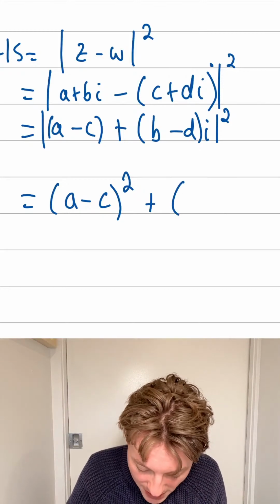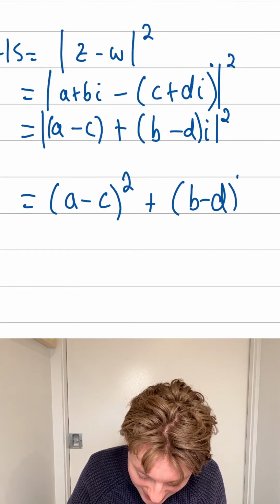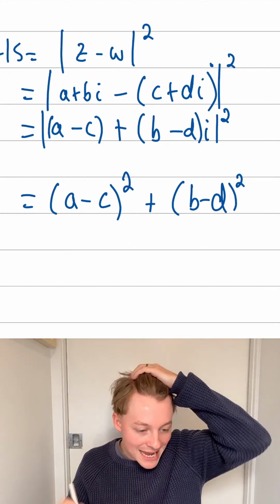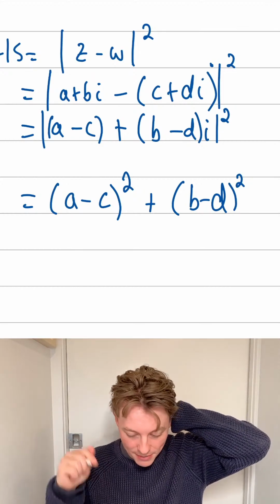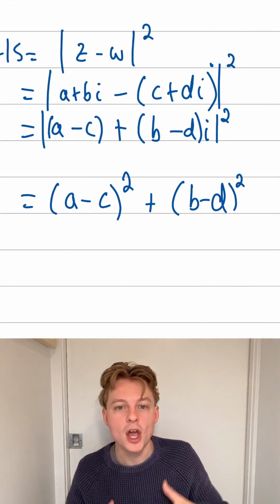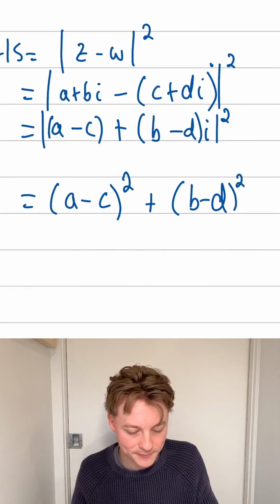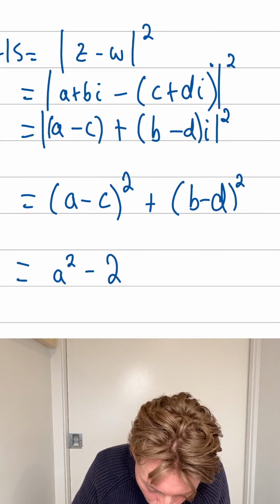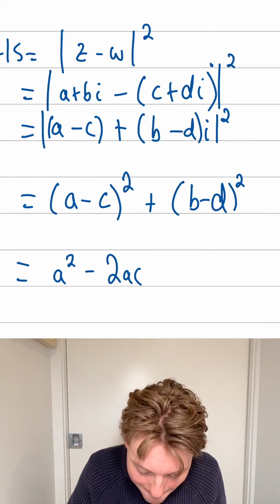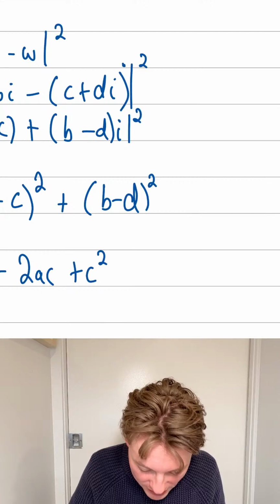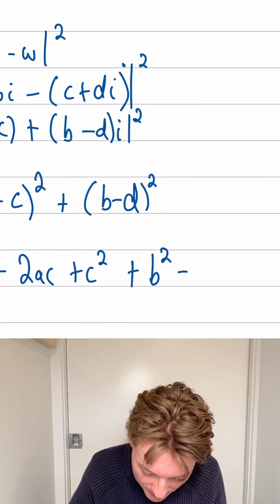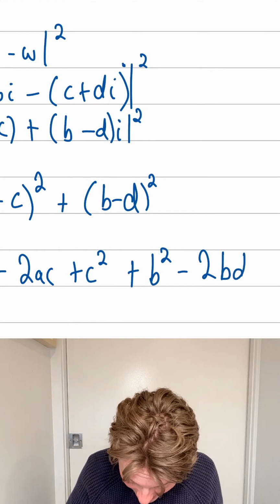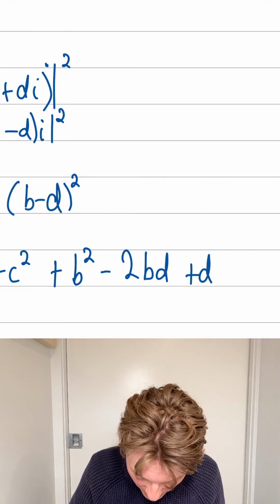Plus my imaginary part squared, that is b minus d all squared. Okay, so I get a minus c squared plus b minus d squared. Again, the i parts disappear because we are doing the modulus squared. So if I now expand everything out, I get a squared minus 2ac plus c squared, and then on this side I get plus b squared minus 2bd plus d squared.